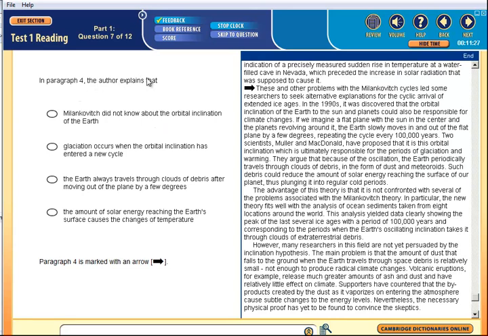The author explains something. Milankovitch didn't know the orbit of the Earth. That glaciation occurs when the orbital inclination has entered a new cycle. The Earth always travels through clouds of debris after moving out of the plane by a few degrees.